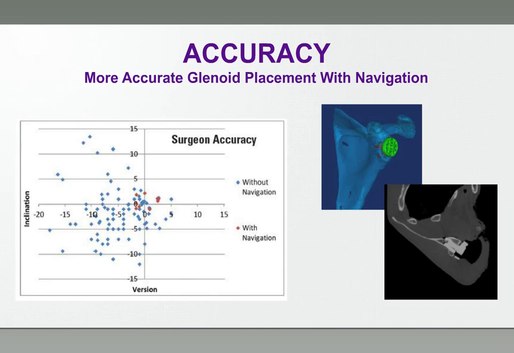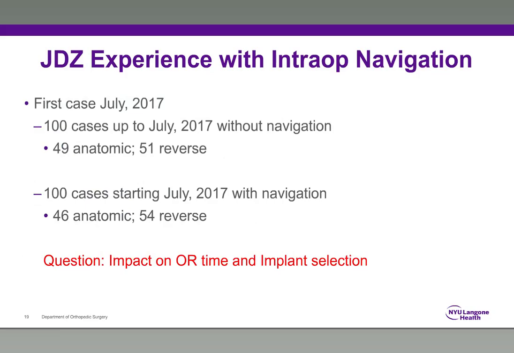Now, is this more accurate? Well, this was done in a cadaver study. You can see, asking the surgeon to place the glenoid component in the proper position, the blue marks are the variation without navigation, and the red ones are with navigation. You can see I got much closer to the 0 point, the desired point of inclination or version, retroversion or anteversion. So it is more accurate, at least here in a cadaver model.